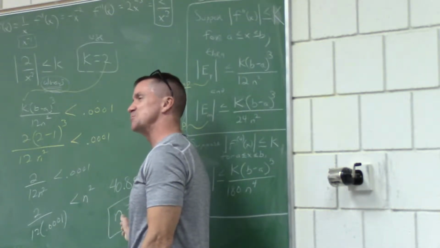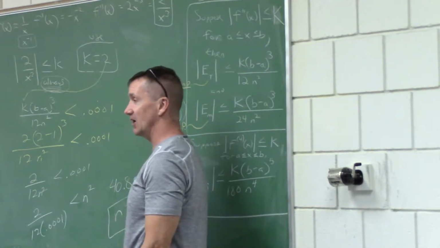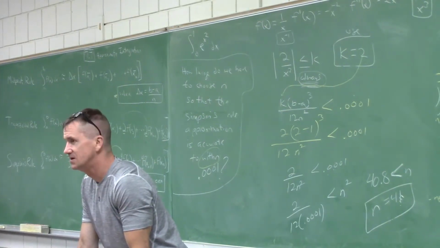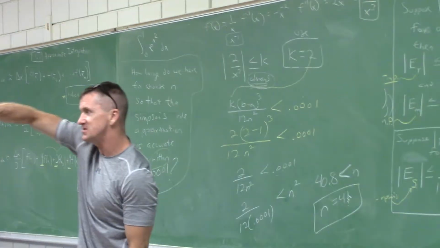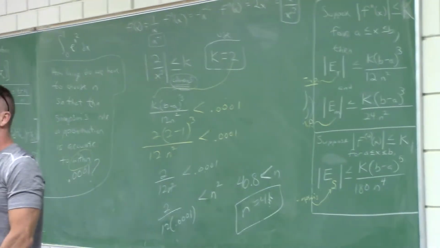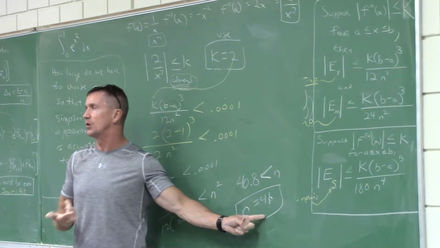Simpson's rule uses way fewer subdivisions. It's pretty cool. It's a great method. That's why a lot of CAS, computer algebra systems, will use Simpson's rule. Pretty efficient, isn't it? Using those parabolas. It's really neat. And if you take a numerical analysis class, you'll see this stuff again.